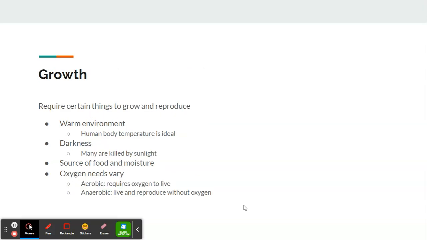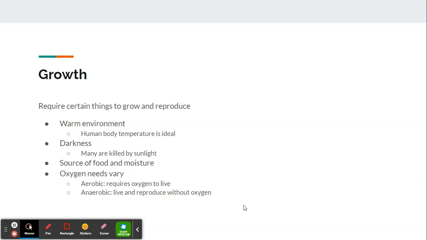So, how do these microorganisms grow? They have to have a specific environment to be able to grow and reproduce. It needs to be warm. Unfortunately, human body temperature is the absolute perfect condition and warmth for them to grow and reproduce. Ideally, they're going to be somewhere dark. A lot of times you see them killed by sunlight. They need a source of food and moisture. Again, inside the body is going to be a perfect setup for them.